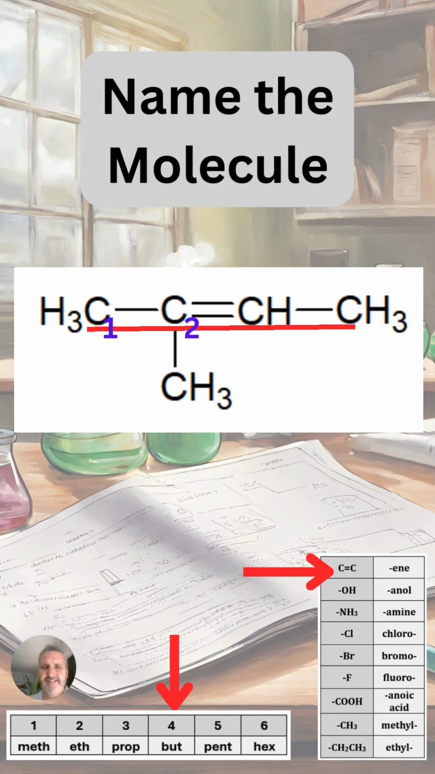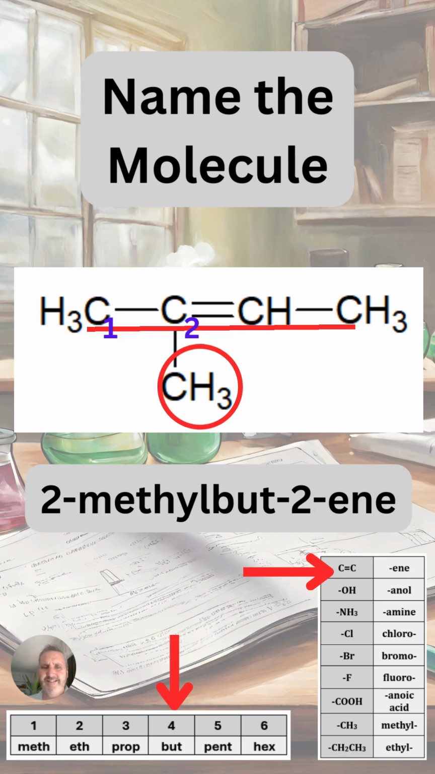And we're going to number in such a way that our branch has the smallest possible number. So the methyl group's going to come off the second carbon, and we're going to call this molecule 2-methyl-but-2-ene.